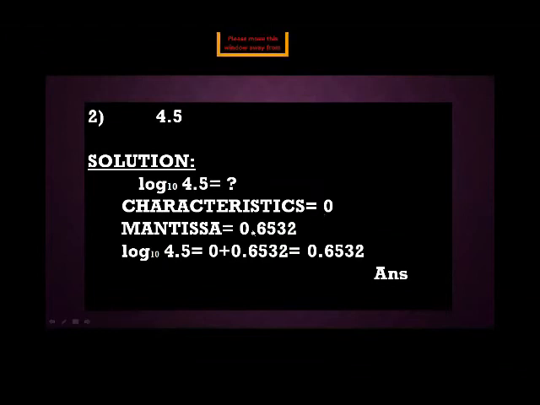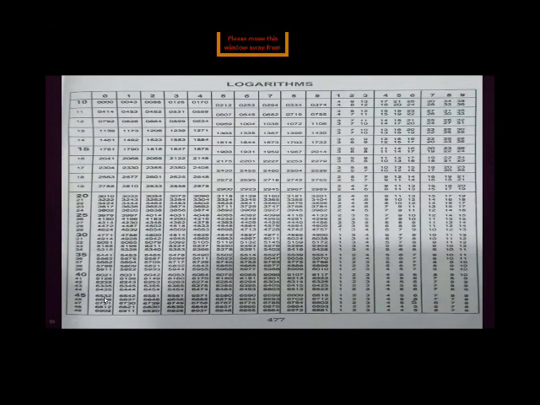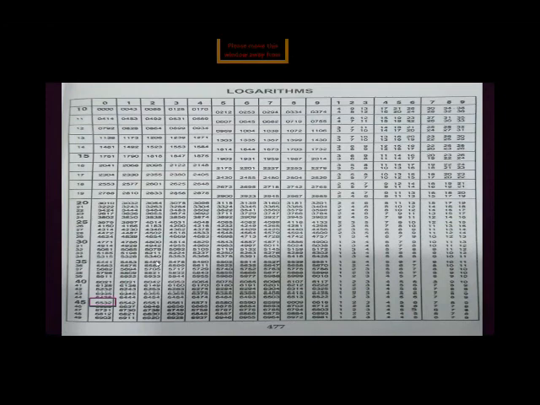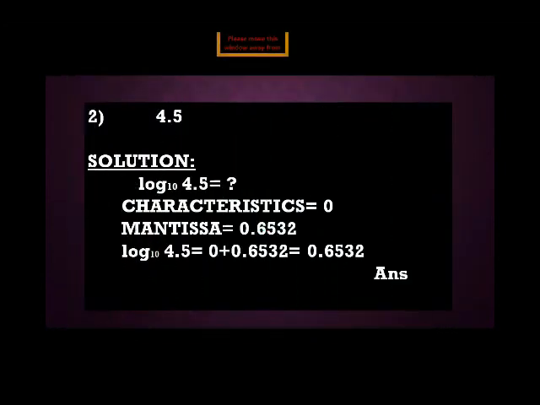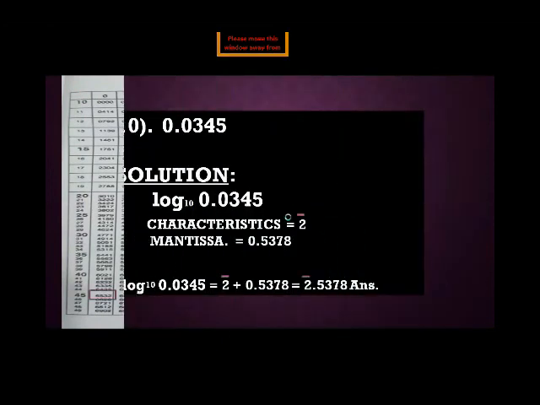Now for the mantissa, we will consider the table. Again the third digit is missing, so we will convert 4.5 into 450. So for the mantissa, we will consider 450. In the column of 45, we will see 0, that is 6532. So the value is 0.6532. So when you add 0 plus 0.6532, you will get 0.6532.